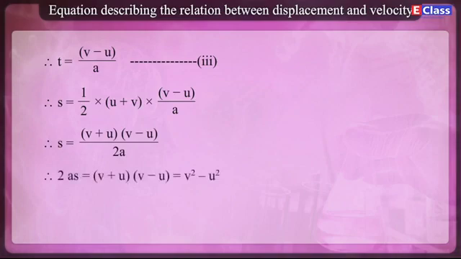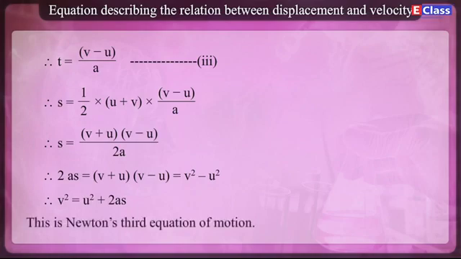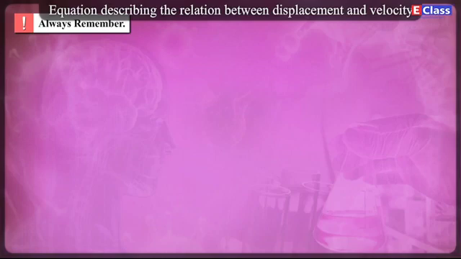Therefore, 2as is equal to v plus u, v minus u, which is equal to v square minus u square. Therefore, v square is equal to u square plus 2as. This is Newton's third equation of motion.